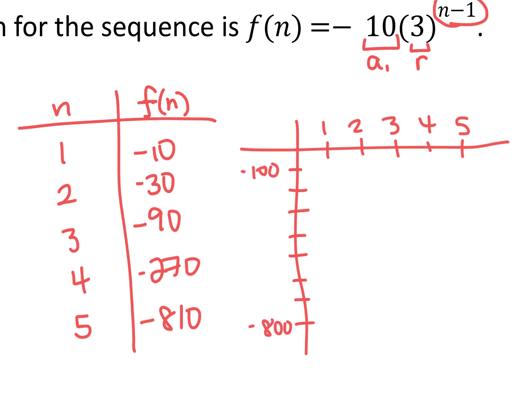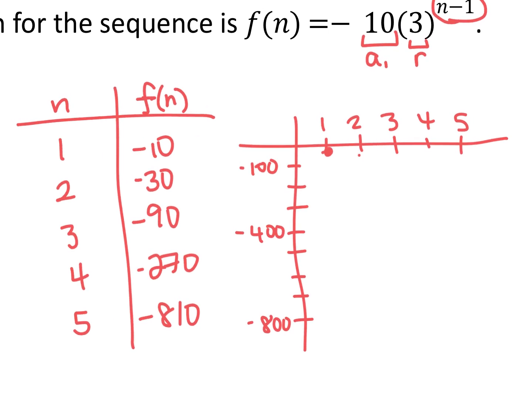I'm just going to label a few of them so I remember what my scale is. All right, so now we'll graph them. At 1, we're at negative 10. It's just like right below the y-axis. At 2, we're at negative 30, just barely below as well. At 3, we're pretty much right at negative 100, just right before it. At 4, we're at negative 270, so that's almost negative 300. Let's put it right there. And then at 5, we're all the way down at negative 810. So like right there. Okay, so that's what our graph looks like. Again, not connecting the dots, but we do see that curve going on.